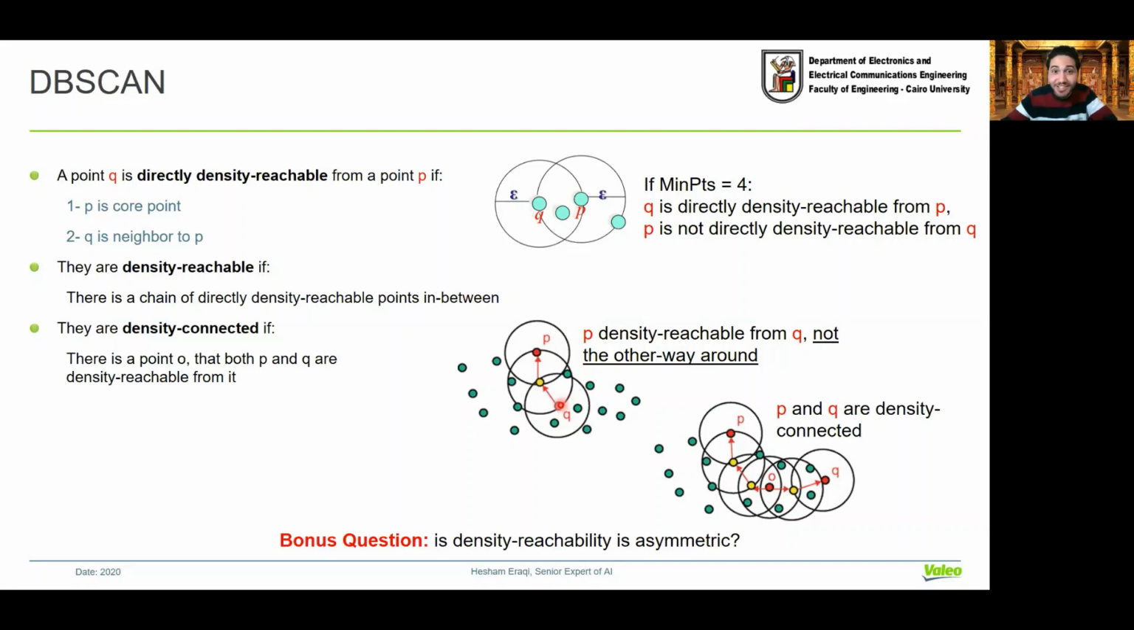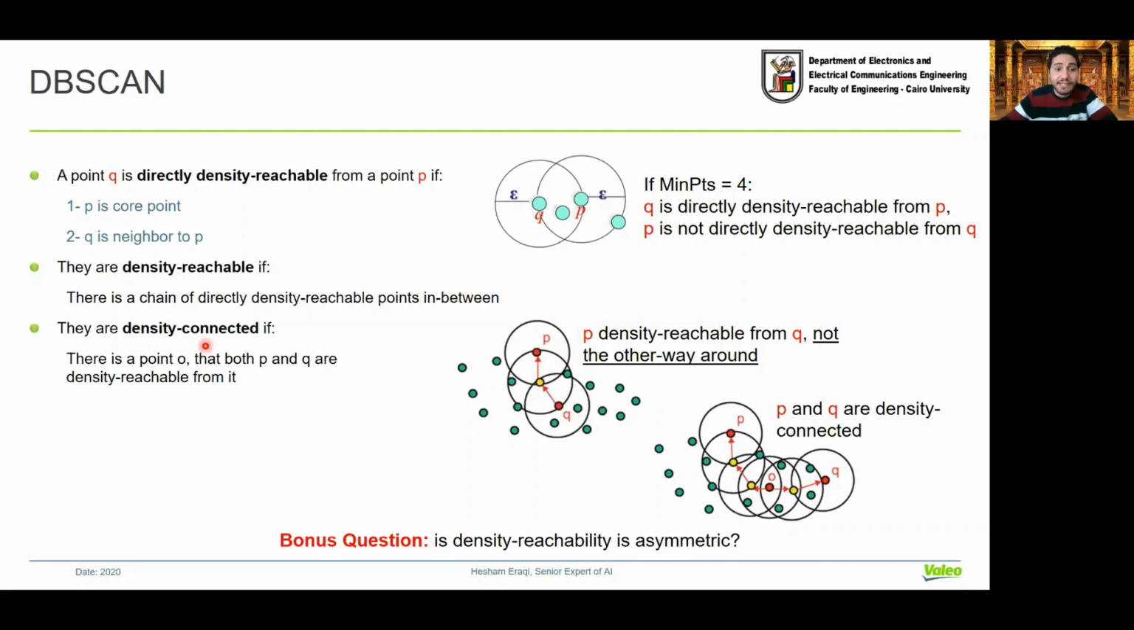So P is density reachable from Q, okay? But again, it is not the other way around. The yellow point is not directly density reachable from P, okay? It is not directly, it is indirectly, okay? But not the other way around. Q is not density reachable from P, okay?